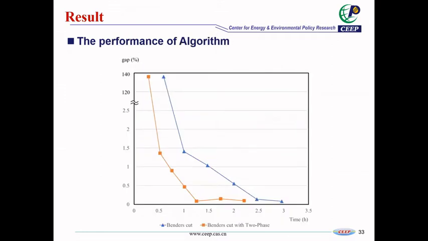And in order to explore the performance of the decomposition algorithm, we run the planning problem using three methods. First, the simplex solver in GAMS. The second, the modified decomposition algorithm with Benders cuts. The third, the improved modified decomposition algorithm with the two-phase method. The performance of the three methods is shown in this figure.